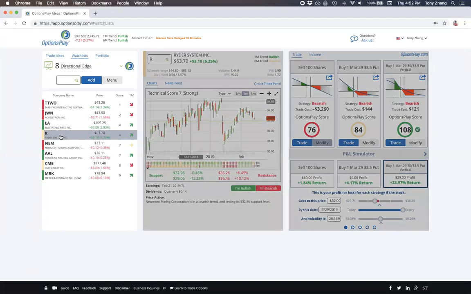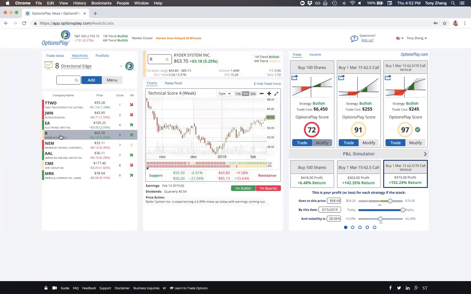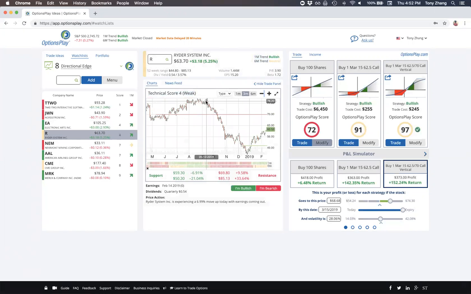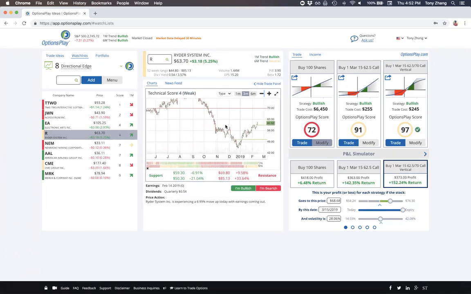Lastly, I want to show you Rider Systems. This stock is relatively weak, technical score of 4. The 1 month and 6 month trend is bullish and neutral. As you can see, this really started to turn around in early January. So this stock has sold off substantially since September of last year. This stock made almost a 50% decline from its $80 highs all the way down to about 45, which is why it's one of the weakest stocks in the market.